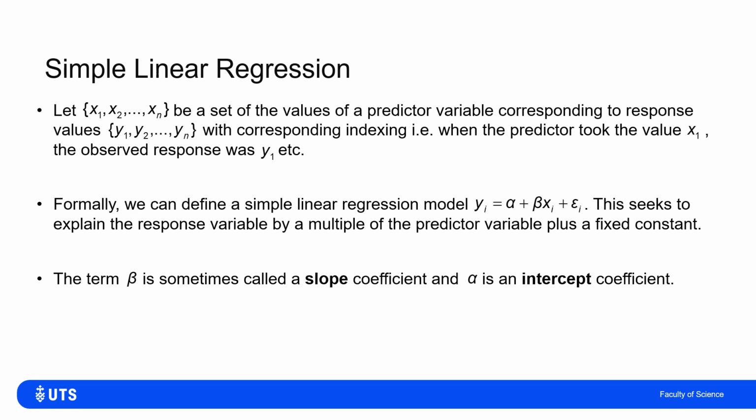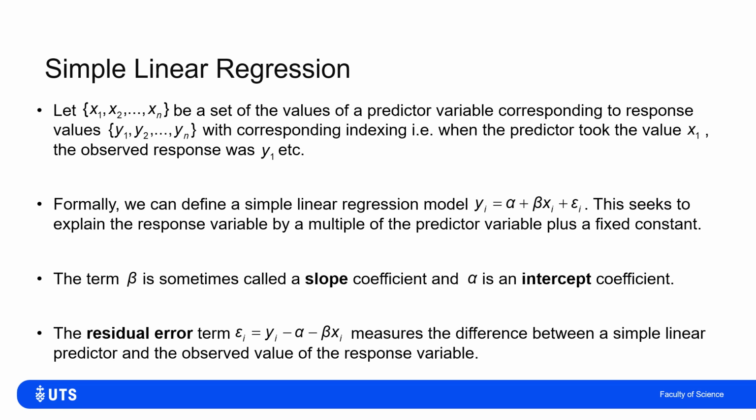We'll often say that beta is a slope coefficient, because if I plot this on a graph, beta controls how strong the relationship between the x and the y is, how steep or shallow the line is, the slope. And the alpha term is an intercept, because that just lifts the line up or pushes it down. It's where it would intercept the y-axis, i.e. when x is 0.